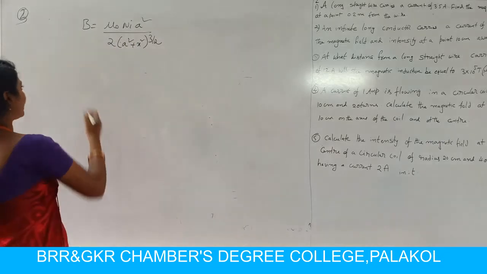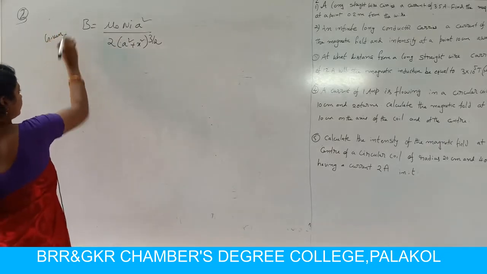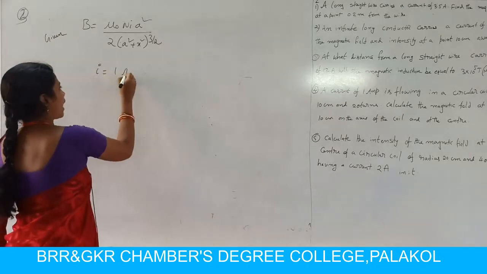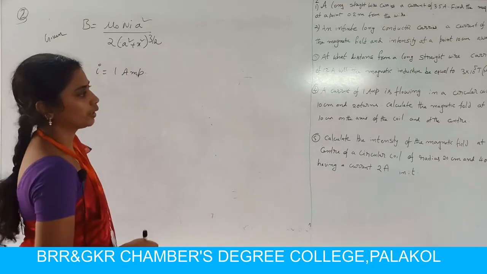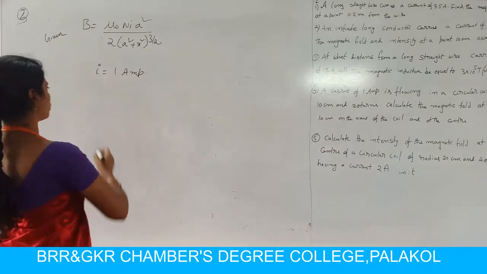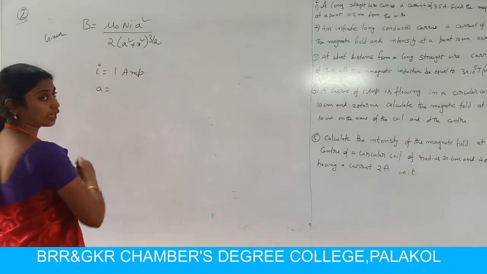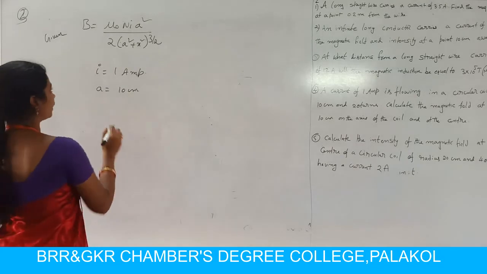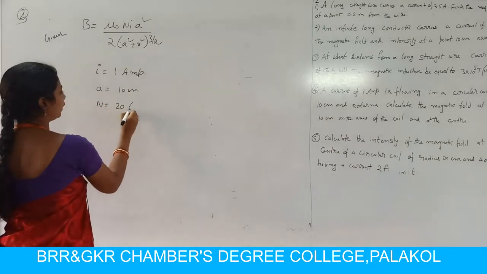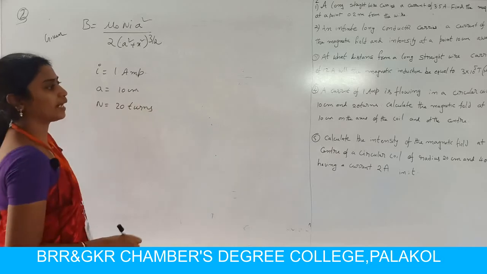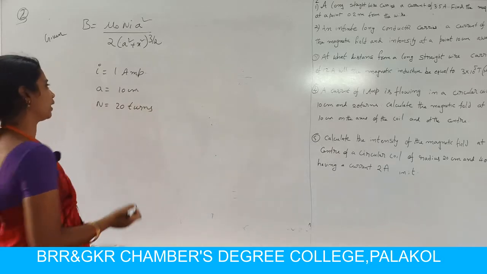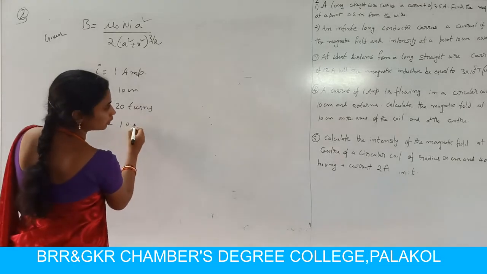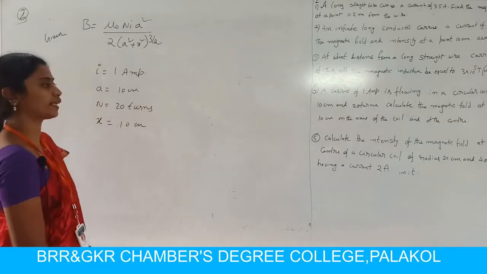Okay, here the given data in this problem is: a current of 1 ampere, it means I is 1 ampere, flowing in a circular coil of radius. So the radius of the coil is considered as A, then the A value is 10 centimeters, and also the number of turns in the coil is 20 turns. Calculate the magnetic field at a distance, here the distance is considered as x, given as 10 centimeters, x equal to 10 centimeters.